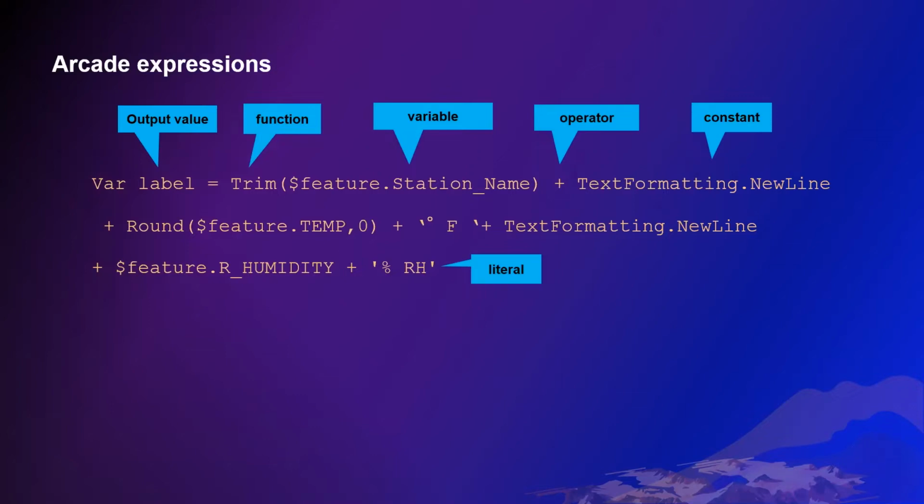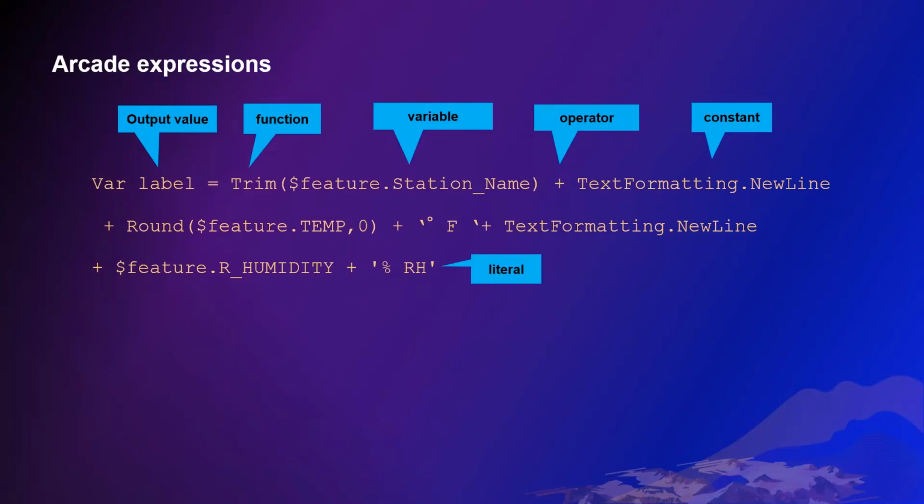And then what trim does is, if there's any excess spaces before and after our station name in our attribute table, you're just going to get rid of those extra spaces. So we just have the clean string text format of the station name. Then an operator of adding with a plus sign there, and then adding a constant, the text formatting dot new line. So that's really just going to be like a return or an enter on a keyword. It's going to give it a new line, make our output label pretty easy to understand.